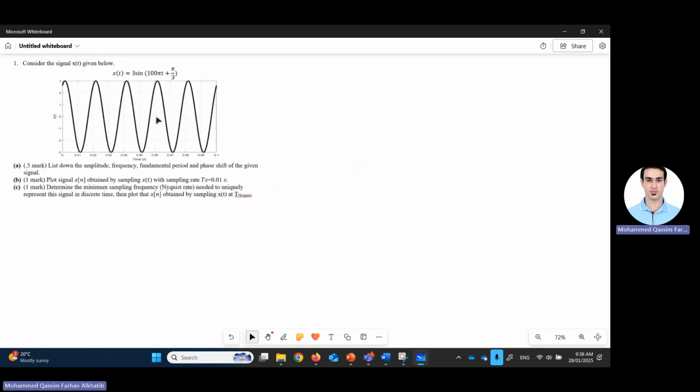All right, so let's solve the first part. List the amplitude, frequency, fundamental period, and phase shift. Amplitude is how much? Quickly. 3. The general form is A sine(2 pi f t plus phi). So the amplitude is 3. A sine(2 pi f t plus theta), or phi, is the same. So this is the phi.